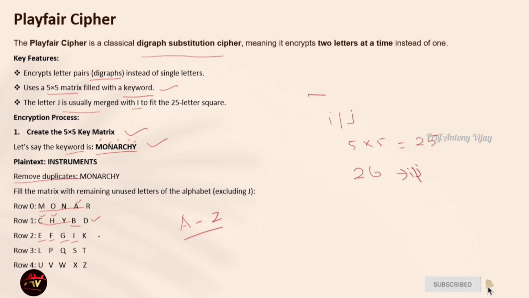That's the main thing. Then K, then L, then M is here, N is here, O is there, then P, Q, R is here, then S, T, U, V, W, X, Y is here. Okay, then Z. So likewise, you have to form a 5 cross 5 matrix. So this is the first step of Playfair Cipher.